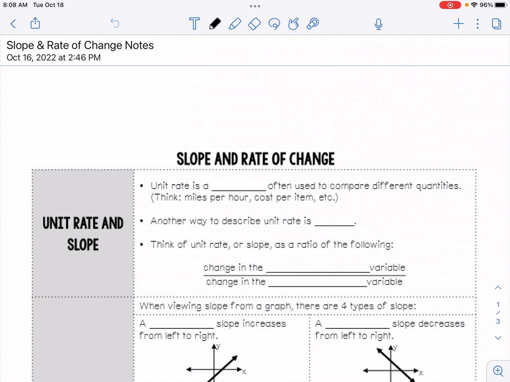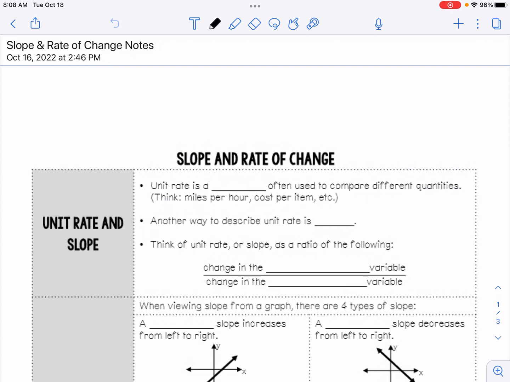All right, so this is our next section of notes. It's on slope and rate of change. Rate of change and slope, they mean the same thing. I think for many students, this might be a review, but we're going to further reinforce this to make sure that you have this for our next topic.